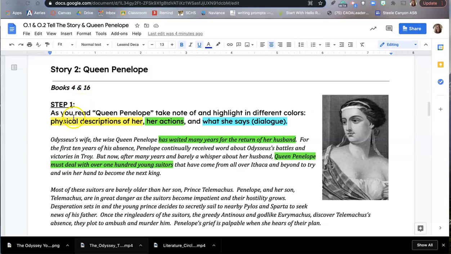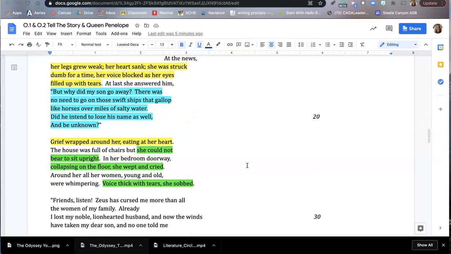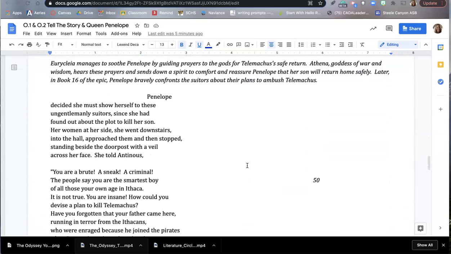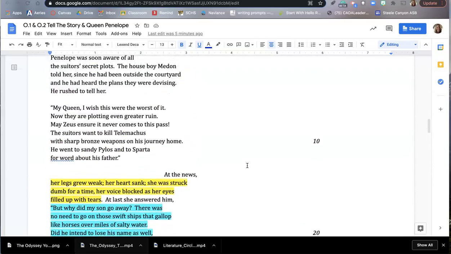So for step 1, as you read Queen Penelope, take note of and highlight in different colors. Any physical descriptions of her, I want you to highlight in yellow. Any time you see her actions, highlight in green. And anytime you see dialogue or what she says, I want you to highlight that in blue. So you will see that down below. I've already done that in a couple of instances to get you started, but the story itself is a little bit longer than just the part that I have done. Okay, so let's go ahead and read it.